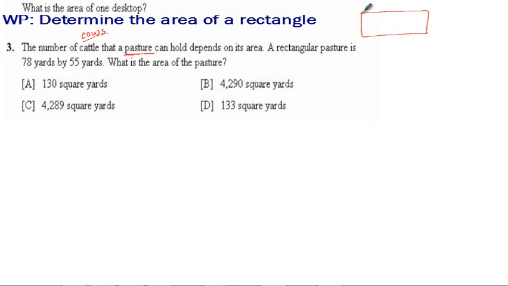A rectangular pasture is 78 by 55 yards. What is the area of the pasture? We don't know if it's multiply yet. Well, actually, we already do because I already came to the end of the question. What is the area of the pasture? So, 78 yards by 55 yards. What do I do? Multiply. Multiply 78 by 55.